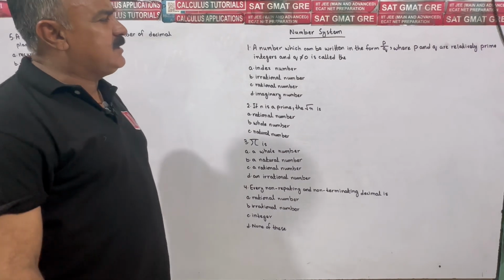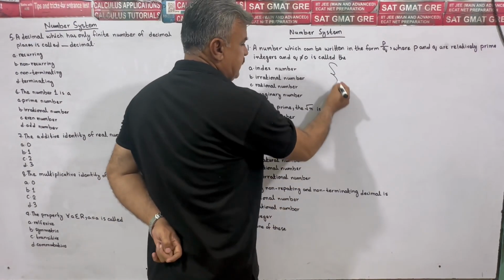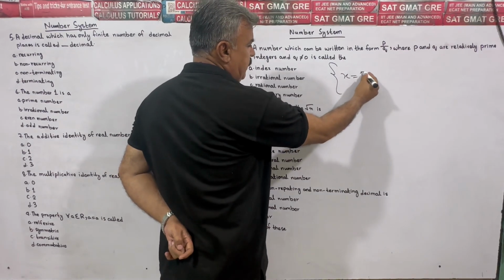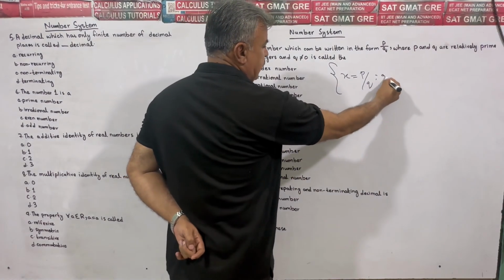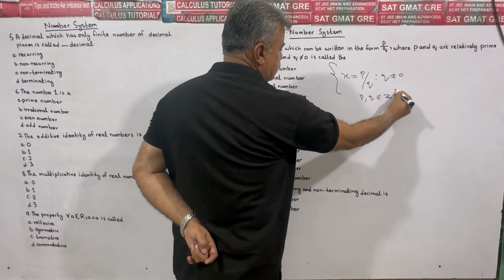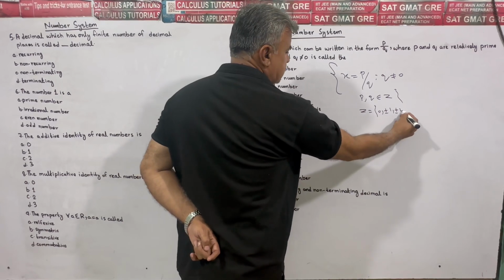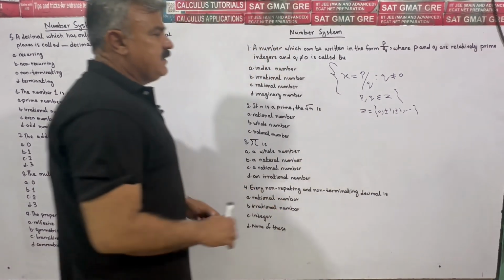Number one is the famous definition of a rational number. A rational number is x equal to p over q, where q is not 0, and p and q both belong to Z. Z means integers: 0, plus minus 1, plus minus 2, and so on. That's the definition of a rational number.